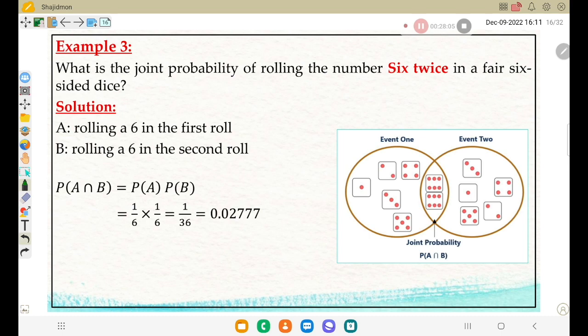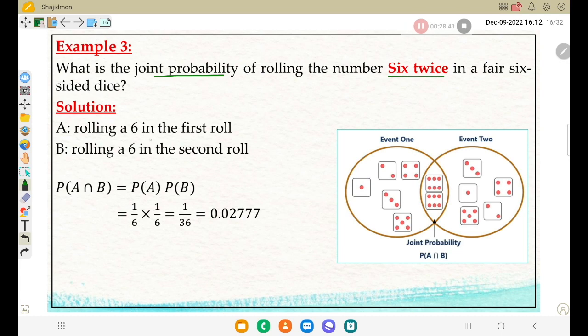Example number 3. What is the joint probability of rolling the number 6 twice, number 6 coming 2 times, in a fair 6-sided die? One die we are throwing 2 times. The first time we throw, number 6 comes. The second time we throw, number 6 also comes. That is the meaning of 6 coming twice. We need to calculate that probability. What is the joint probability of rolling the number 6 twice?